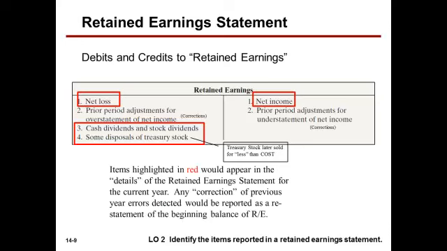So the items in red would appear in the details of the retained earnings statement for the current year. Any correction of previous years detected in the current year will be reported as a restatement of the beginning retained earnings balance, not as part of the current year activity.